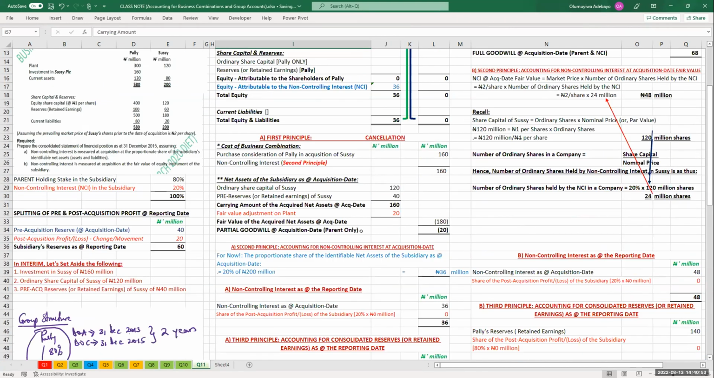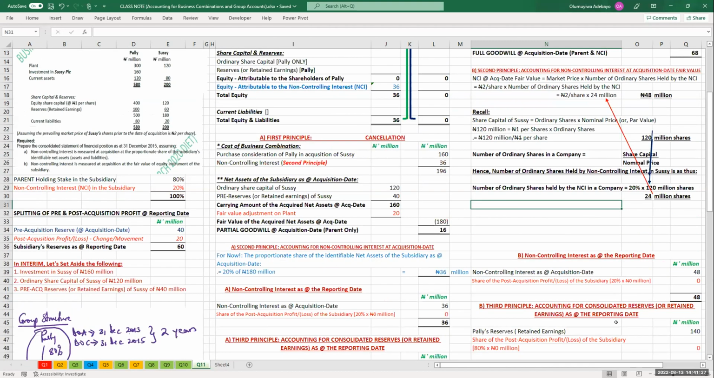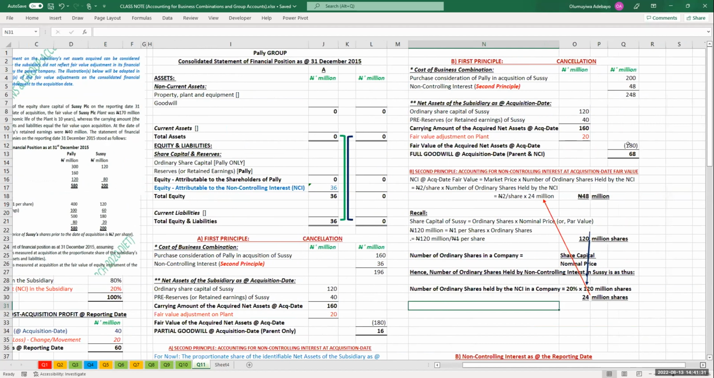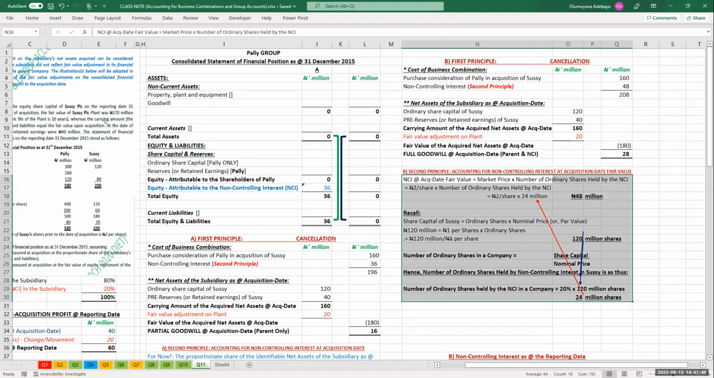I'm satisfied now. Therefore, now what is my NCI? My NCI is 20% of 180, and that's 36. I can leave my 36 here. Okay, which means my partial goodwill is 16. Okay, now let me quickly do the second assumption. I think it's still going to be the same. Okay, but my stuff is not 200, but 160. I remember all other information relating to this remains the same because the market has not changed from the information made available.